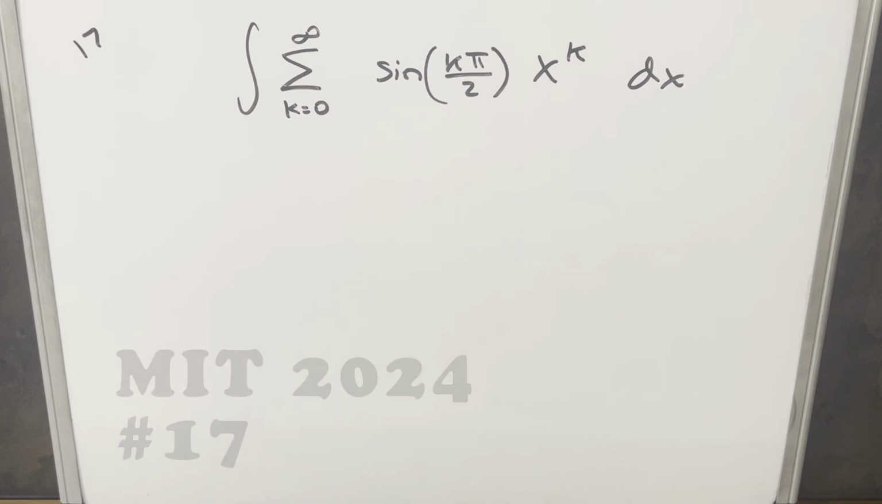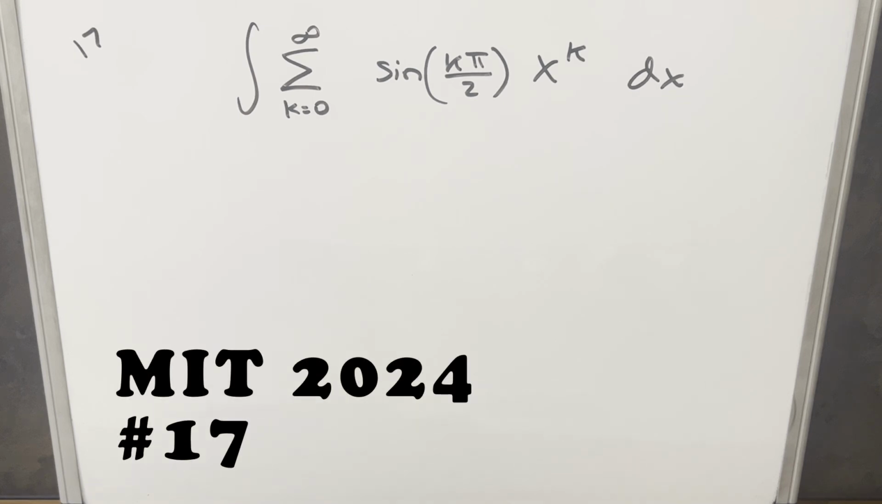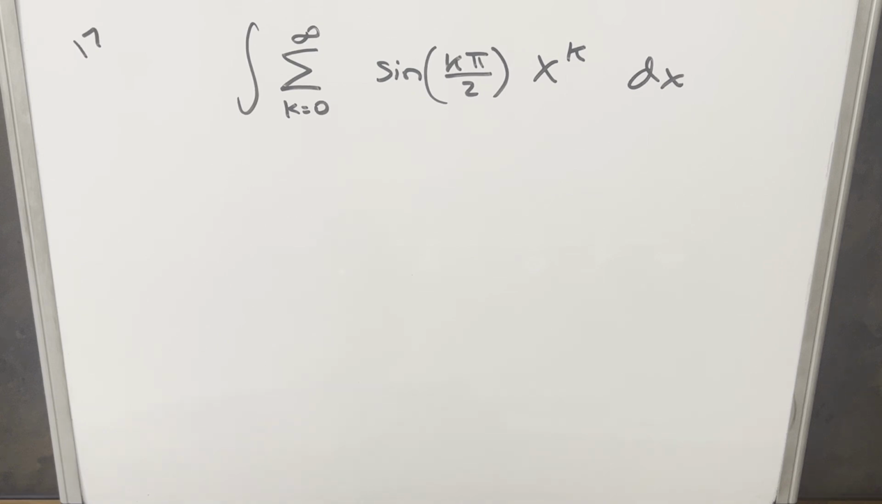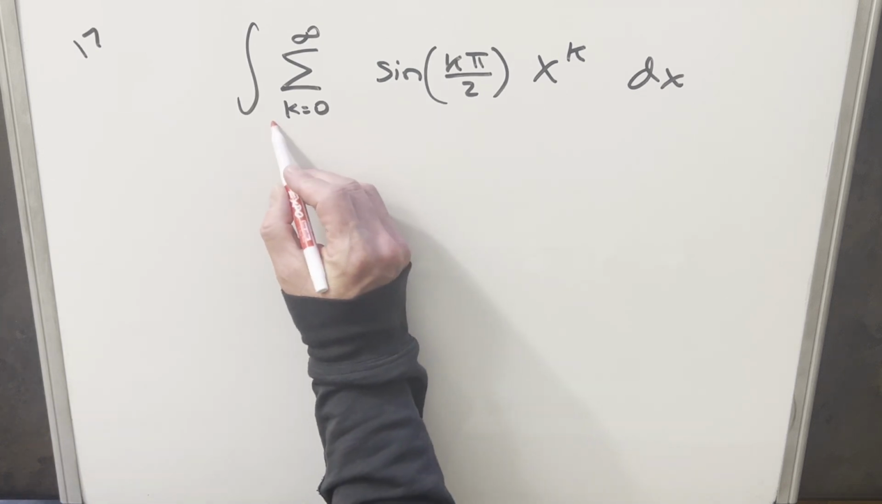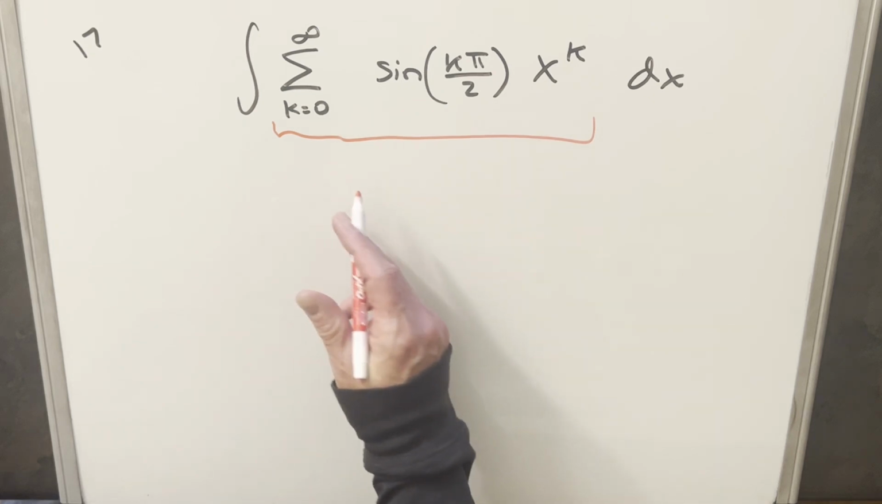Okay, we have here today another integral from the MIT Integration Bee 2024, problem 17. We have the integral of the sum from k equals 0 to infinity of sine(k pi over 2) x to the k dx. All right, now to get started with this, at first this is kind of intimidating, having this sum inside of the integral.